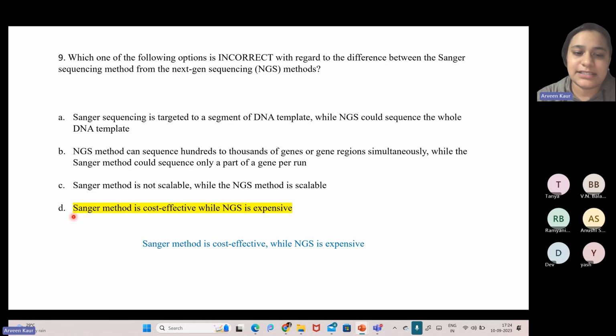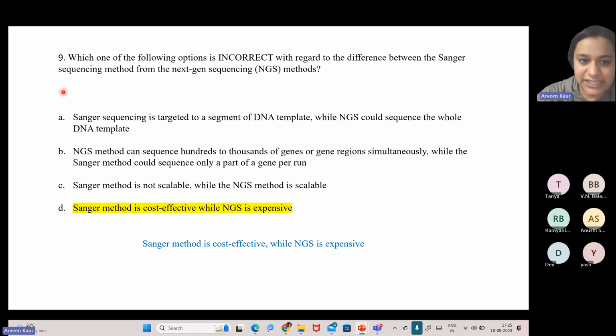And the answer actually is that the Sanger method is cost effective while NGS is expensive, because this is vice versa in the actual case, right? The others are true because the first one, that says Sanger is targeted to a segment of DNA template while NGS could sequence the whole DNA template, is absolutely true. The second one is an extension of the first statement, which says that NGS is able to run sequencing of thousands of genes simultaneously, but in capillary we are running it through a gel or a capillary method. Only one sequence at a time we can actually obtain.